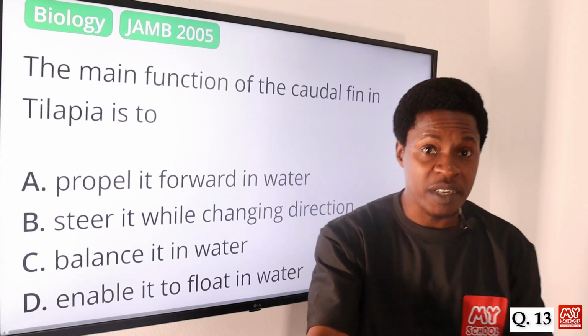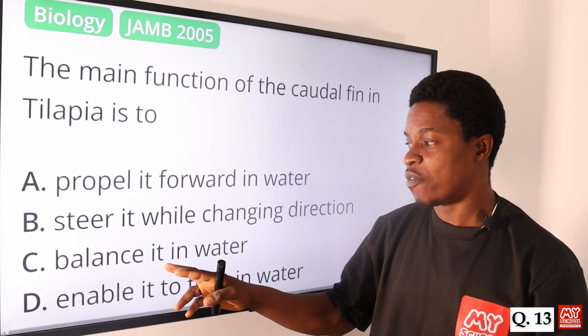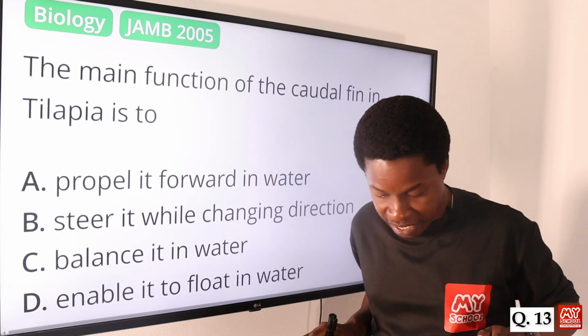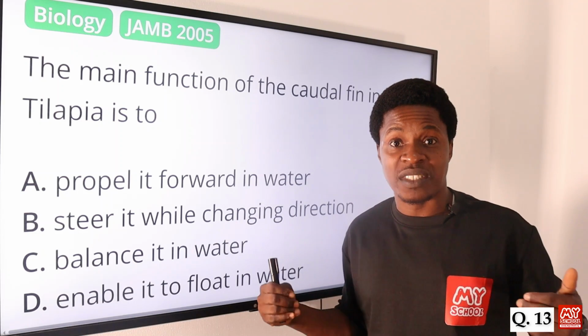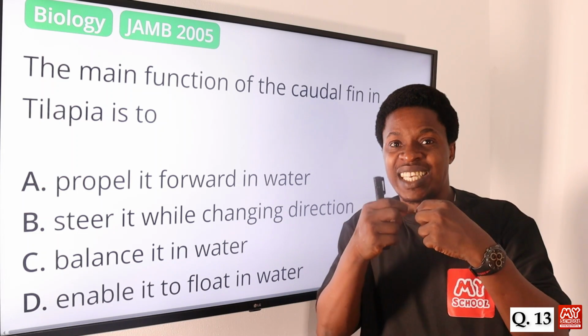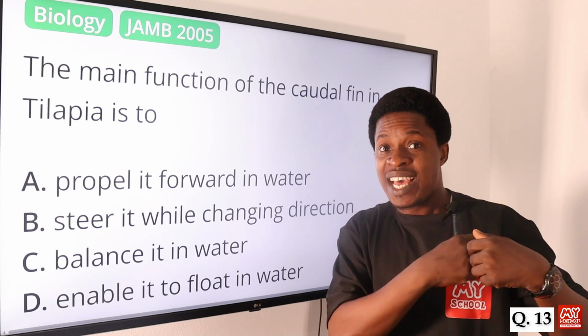Yes, it can also help in steering, okay, while changing direction. But for the balancing, we talk about the pectoral fins. They are the ones that are beside the tilapia fish. They are just beside it. We have the other one directly after the gill, where we have the operculum, at the other side.